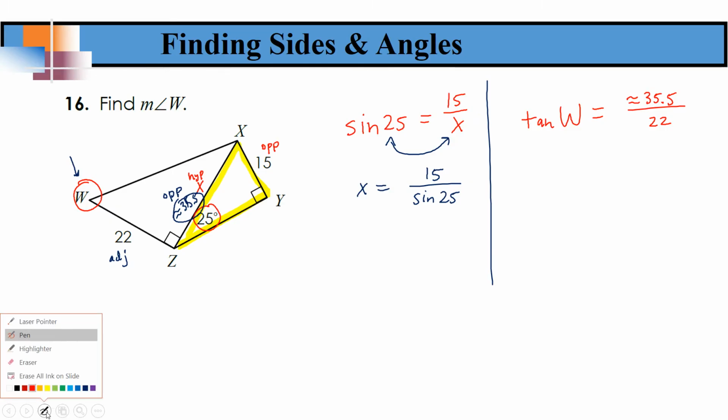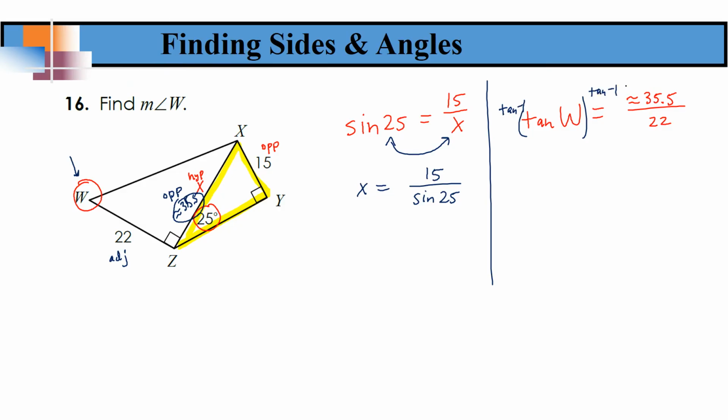Now, what we need to do to get W by itself is get rid of tangent, which means we take the inverse tangent of this side, and we take the inverse tangent of this side. All of this cancels out so that we have the measure of angle W is equal to the inverse tangent of the answer we got earlier, the approximately 35.5, divided by 22. So let's see how to type this into our calculators.